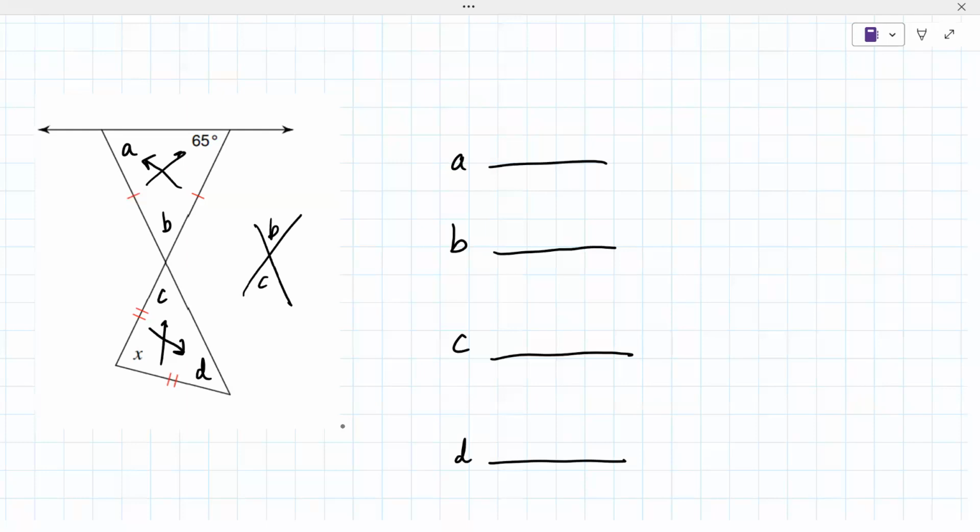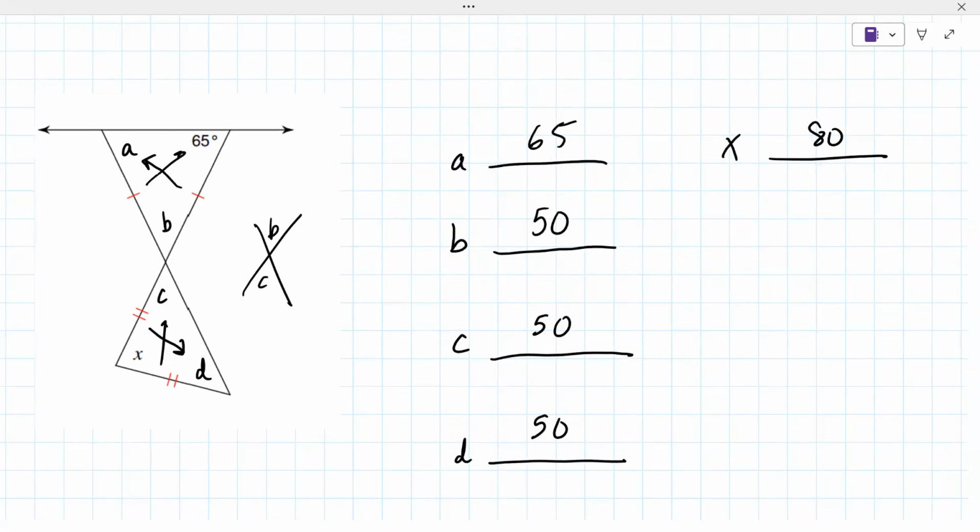In that case, I think I got it then. A is 65, B is 50, C is 50, D is 50, X is 80. Very good. Forgot to put that one in. All right.